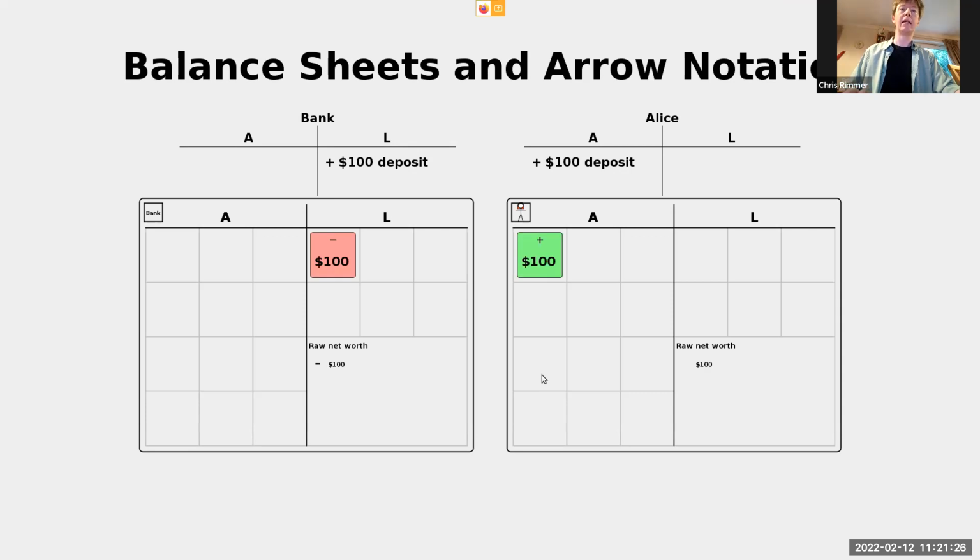So we have the new liability on the left and new asset on the right. That's just one new IOU created. Normally there'll be an IOU created in the other direction as well, of course.